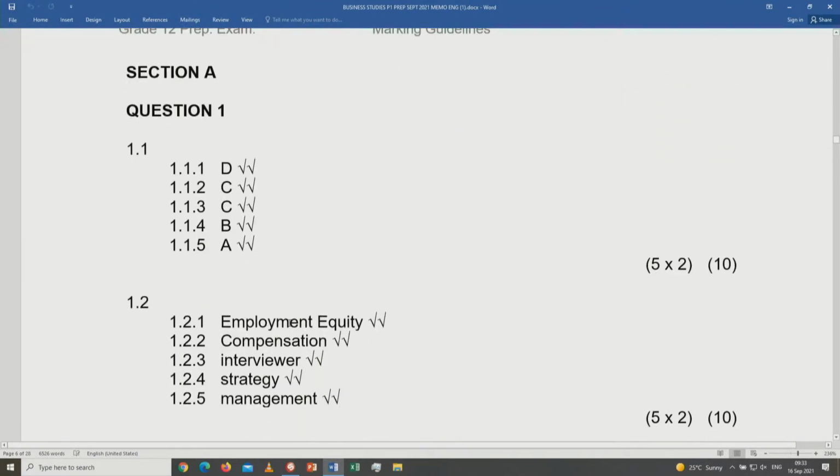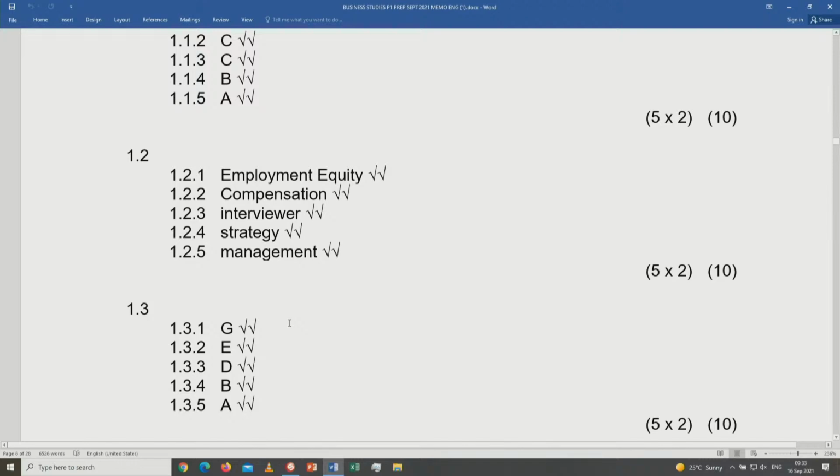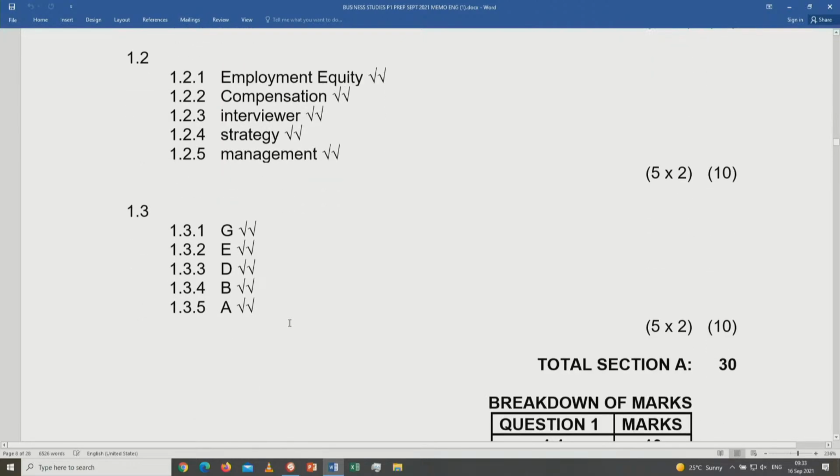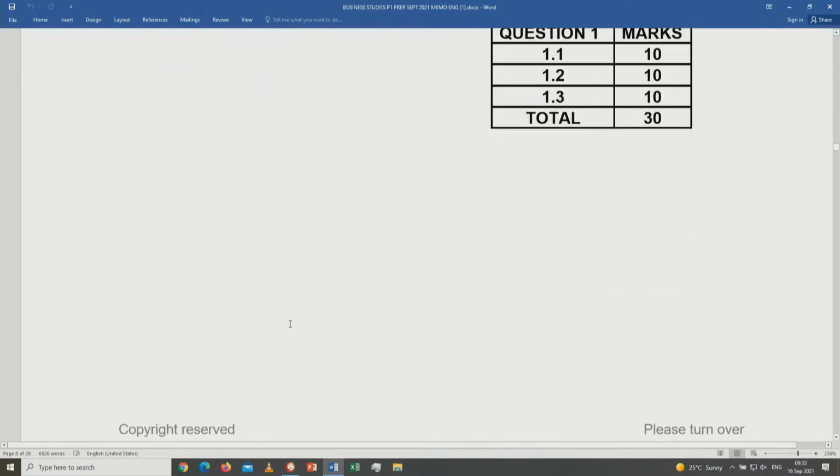When you look at section A, I've already talked about section A, that there is no second response to any question, or no question that has two correct answers. So for example, 1.1.1, if the learner did not write D as the correct answer, that learner is wrong. And the learner cannot write D or A, not at all. So there are no alternative answers to that, and it's 10 marks for 1.1, 10 marks for 1.2, 10 marks for 1.3, and then section A total is 30 marks. We can now go straight to section B.